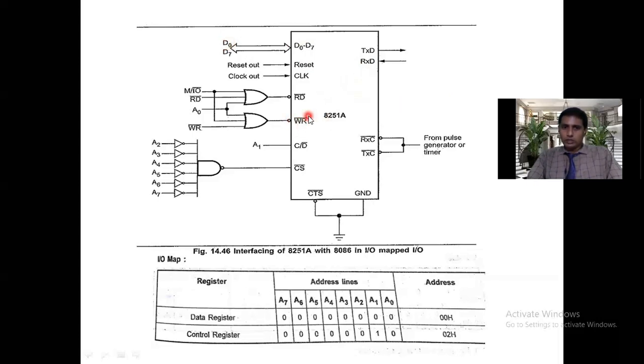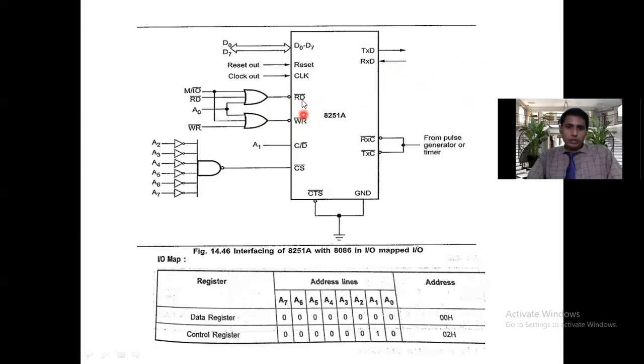In that case, it will activate the read bar signal for receiving. For sending, it will activate the write bar signal. Remember, for sending its 8-bit data to an external serial port device, the 8086 will activate write bar. For receiving data from an external serial port device, it will activate the read bar signal. Like that, the processor will activate read bar and write bar.